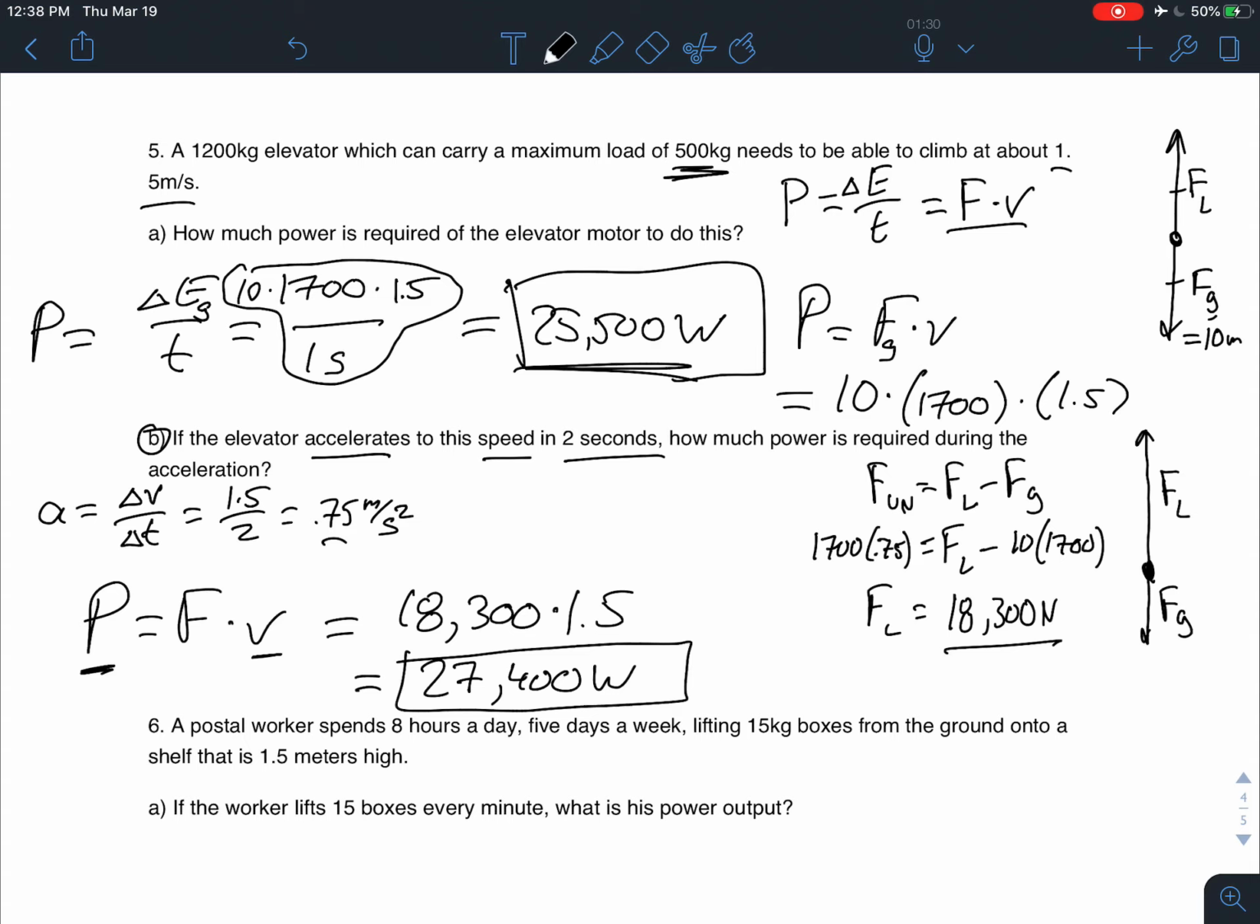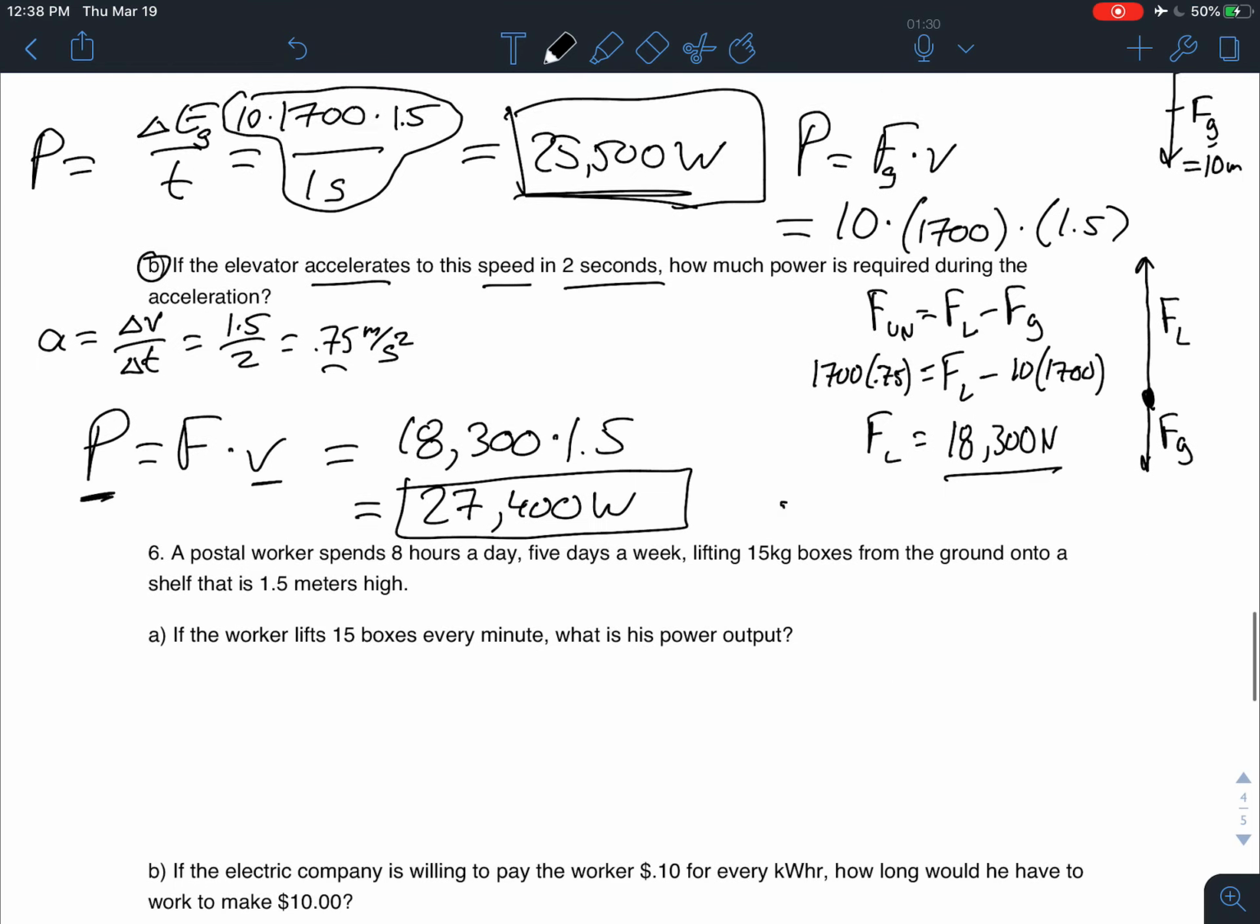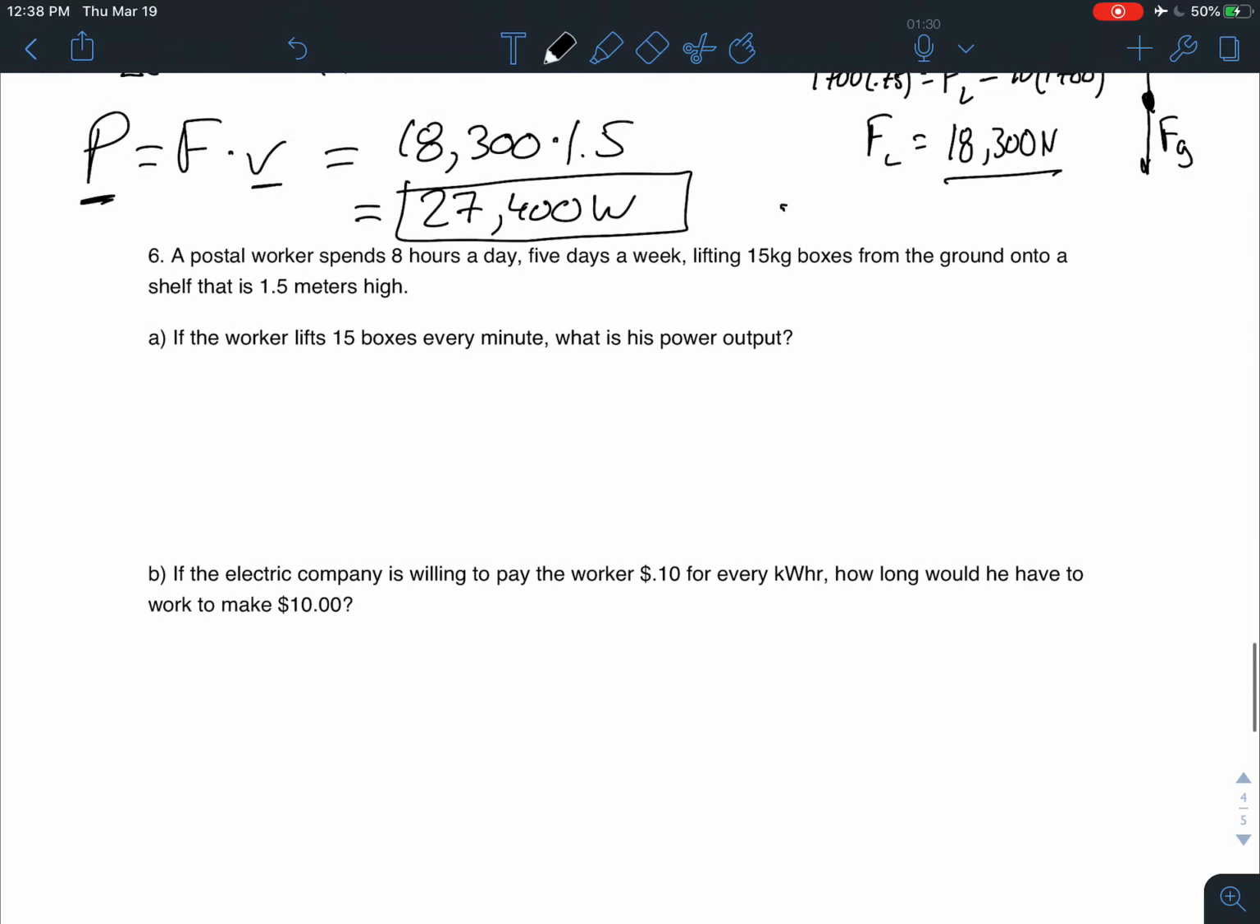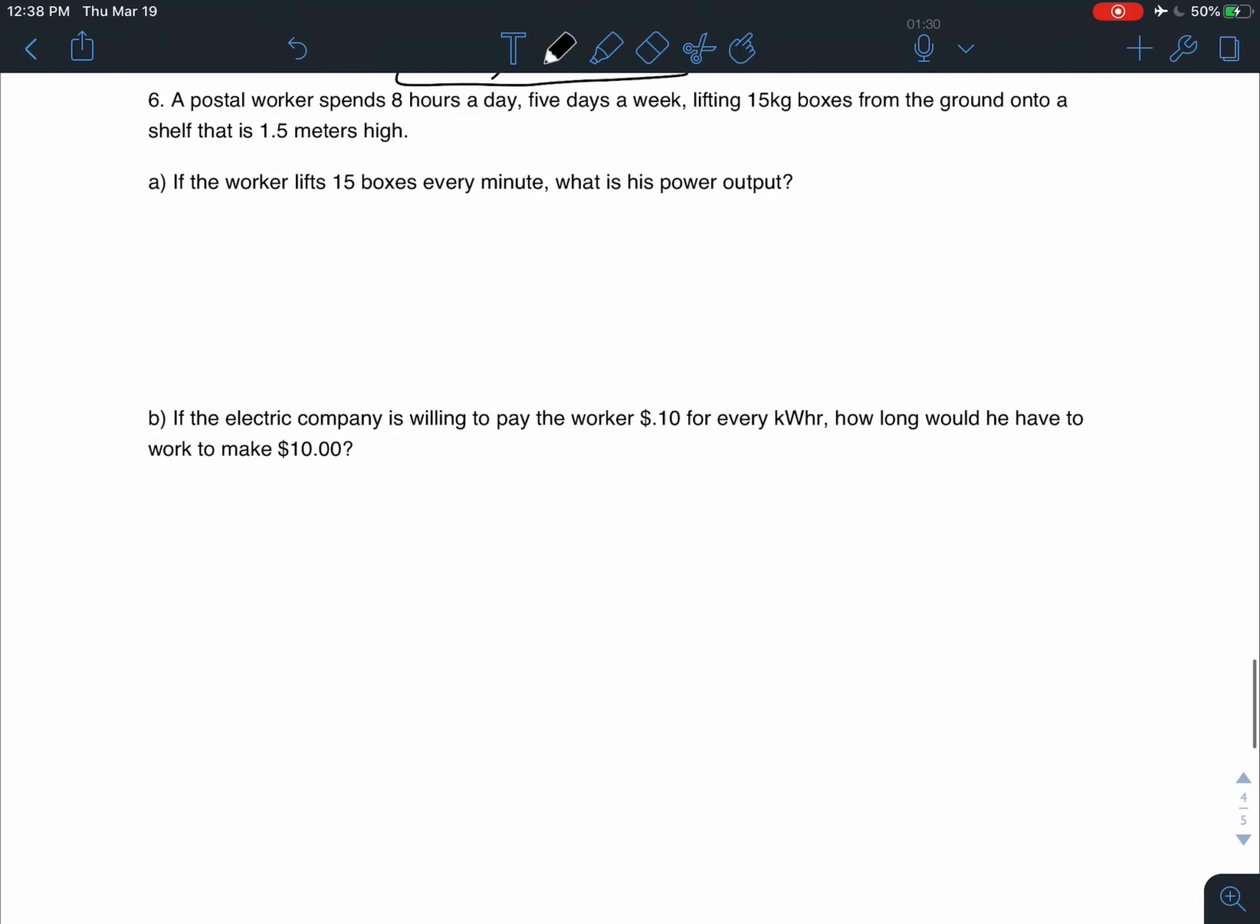So there's that. A lot of good stuff in that one, but that's pretty tricky. I would go back and you can try to repeat what's necessary to do that. Practice doing that again. All right, last question, number 6.